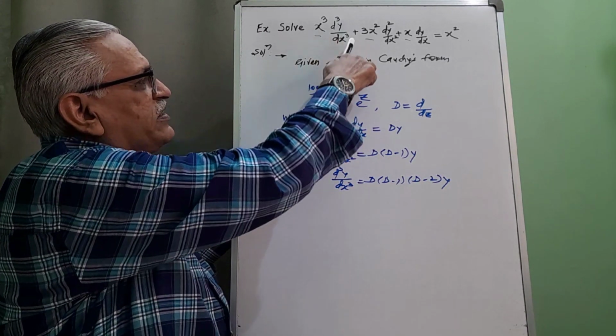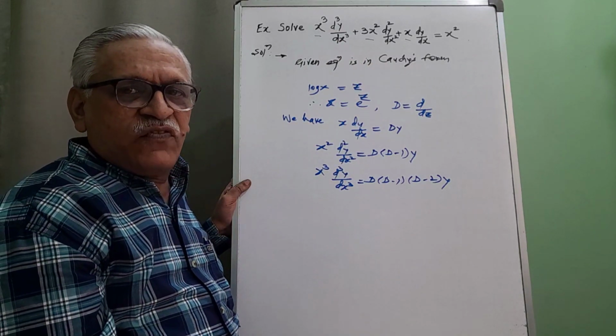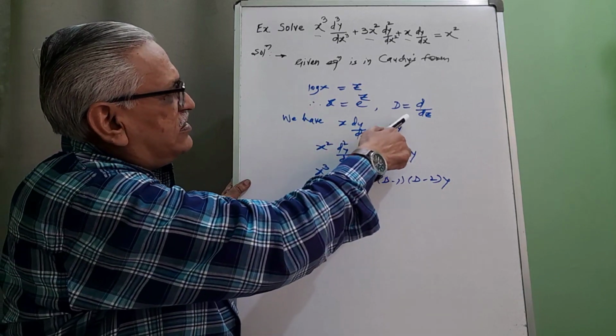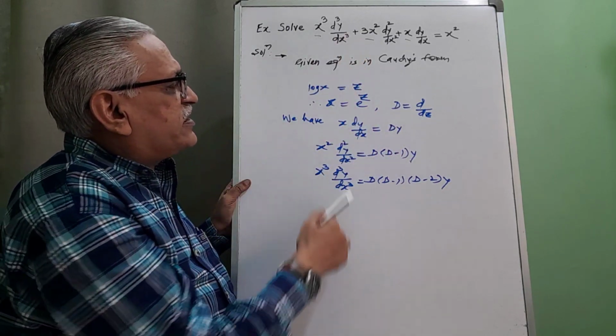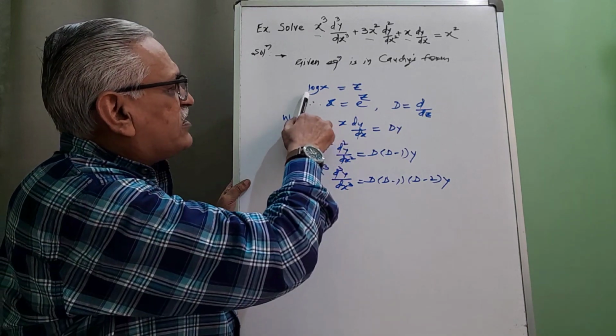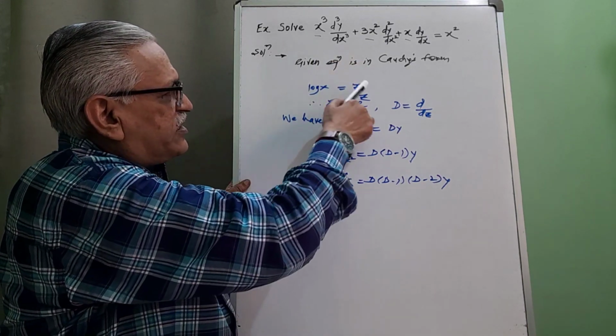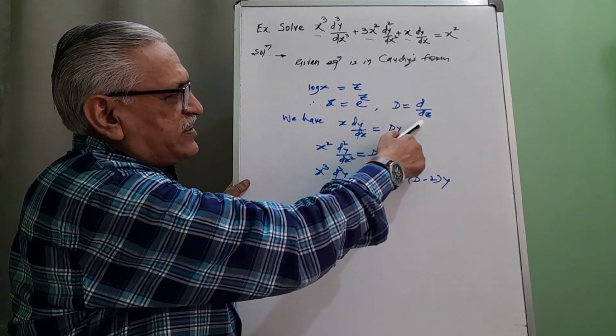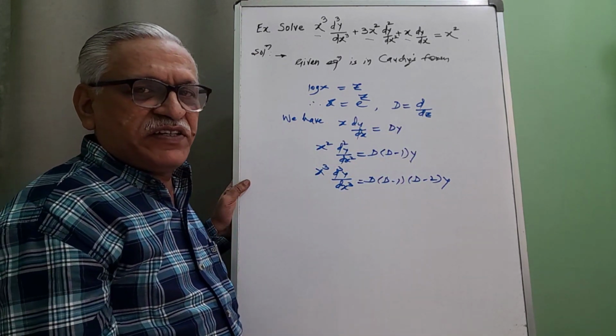Here y is the dependent variable, x is the independent variable. Then we are converting it into a new independent variable z. We are converting x in terms of z as x is equal to e raised to z, and capital D stands for the operator d by dz.